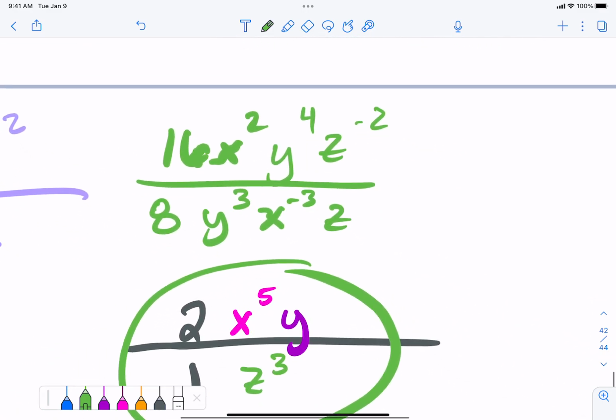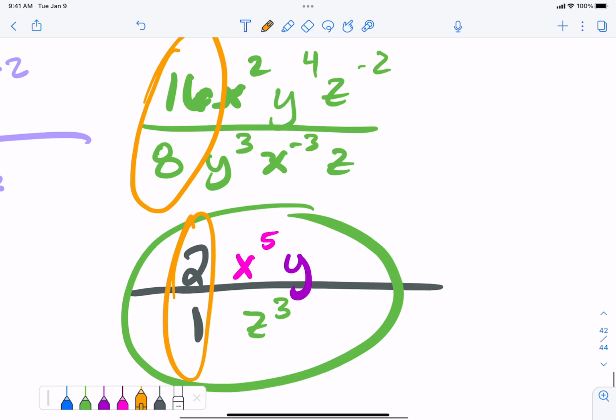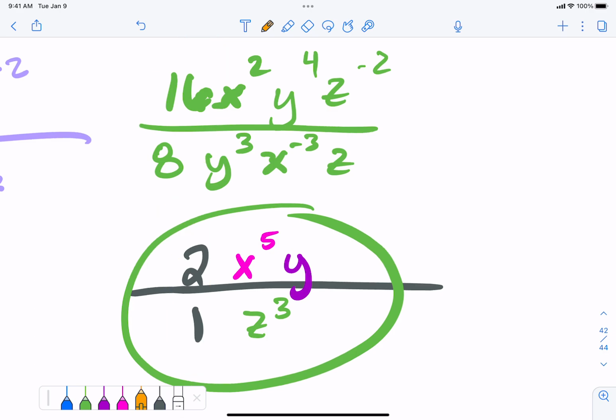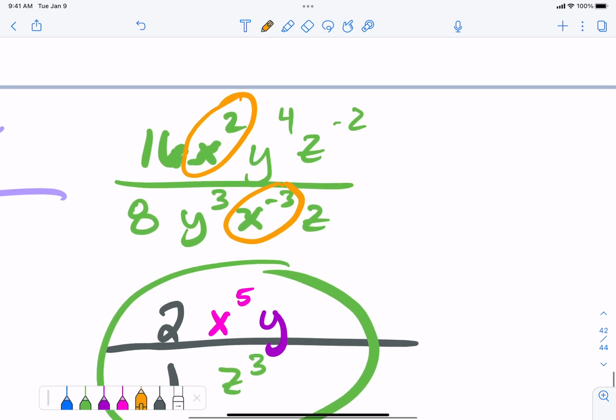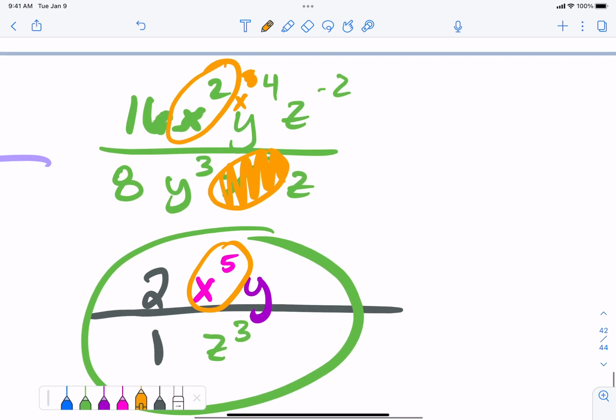Then I just worry about pieces that go together. So 16 and 8 becomes 2 and 1. And then you go to the x's. I've got 2 on the top, and this negative 3, I'm going to move back up to the top. So he's going to become x to the positive 3 on the top. So he's gone now from the bottom. So I have 3 and 2 on the top, which makes 5 total x's on the top.